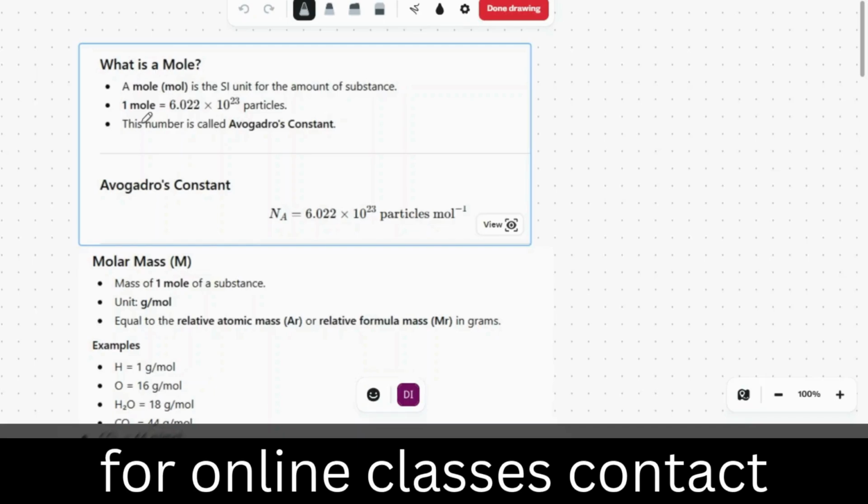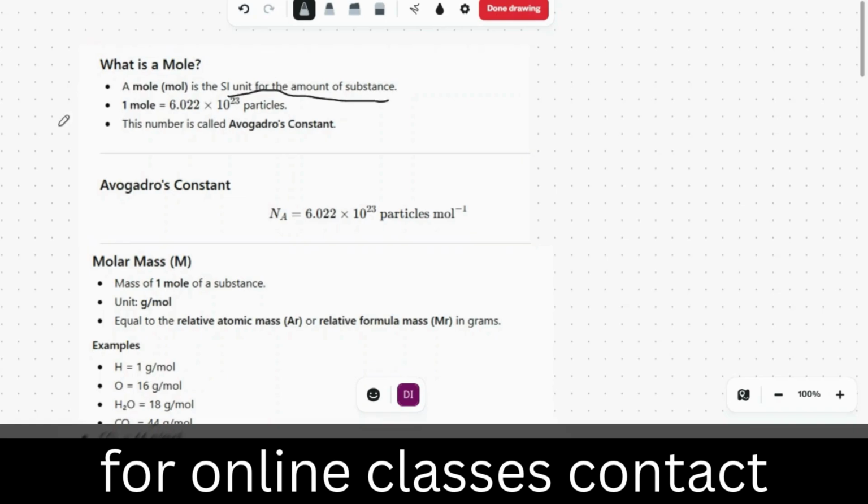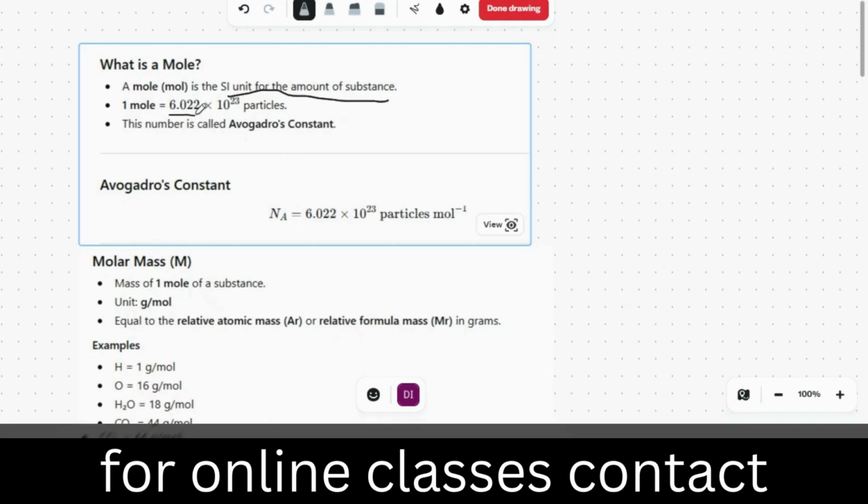Mole is an SI unit for the amount of substance. 1 mole is equal to 6.022 × 10^23 particles, and this is called the Avogadro constant. The Avogadro constant, Na, is equal to 6.022 × 10^23 particles per mole.